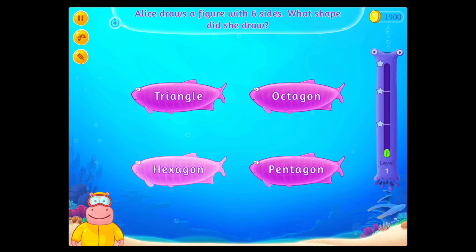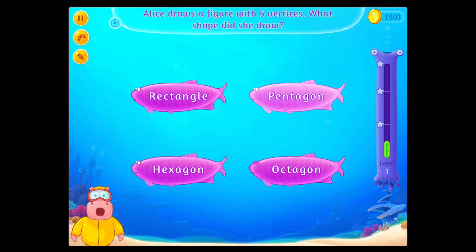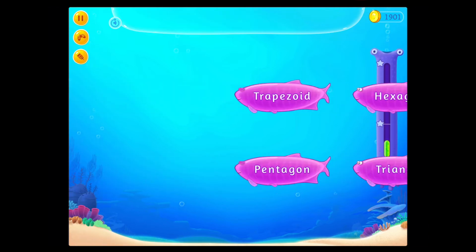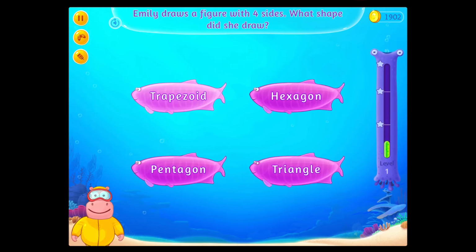You rock. Alice draws a figure with 5 vertices. What shape did she draw? On a roll. Emily draws a figure with 4 sides. What shape did she draw? Congratulations, you've done it.